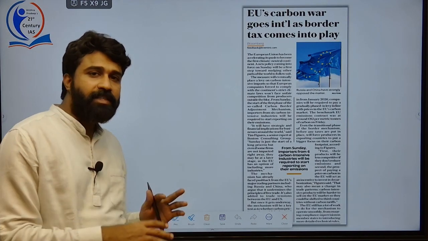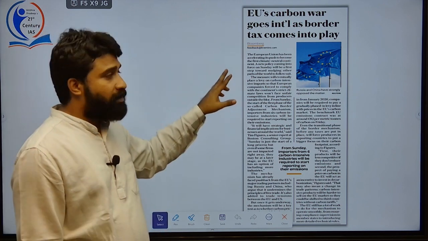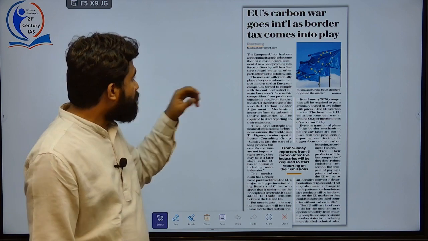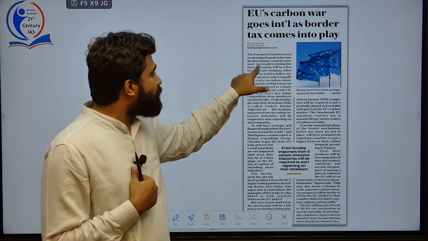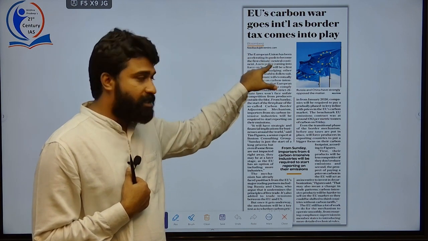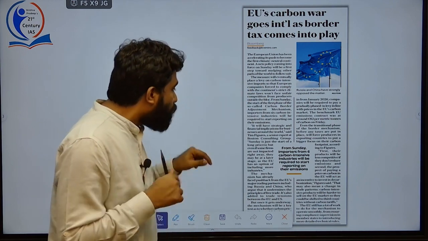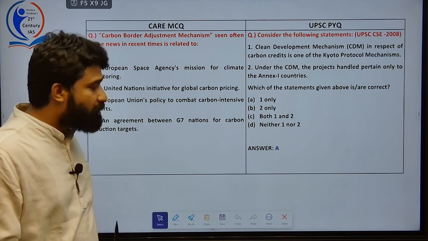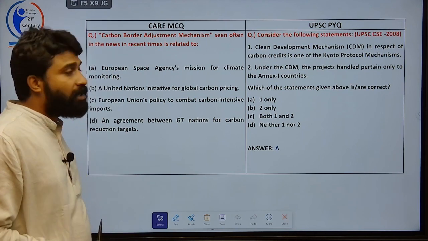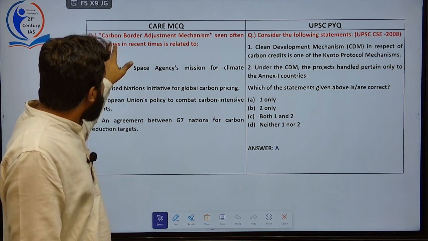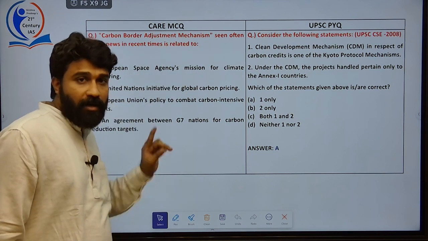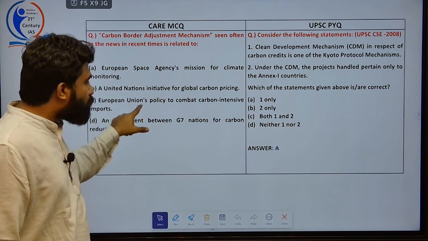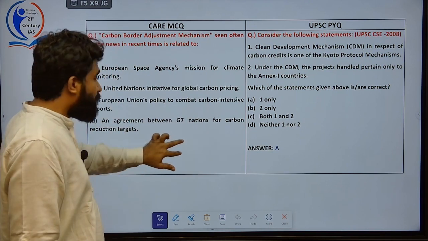It is quite interesting because the European Union is, for the first time in the world, introducing such a mechanism. The European Union is accelerating its push to become the first climate neutral continent. What is the actual reform that the European Union is bringing to tackle such climate menace, especially in the industrial sector? Carbon border adjustment mechanism. The carbon border adjustment mechanism is seen often in the news, related to the European Union's policy to combat carbon intensive imports.